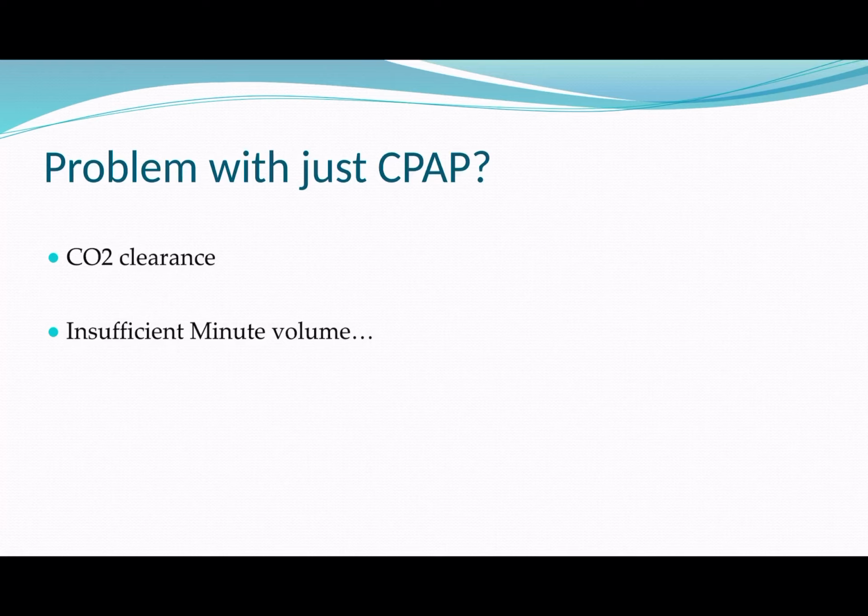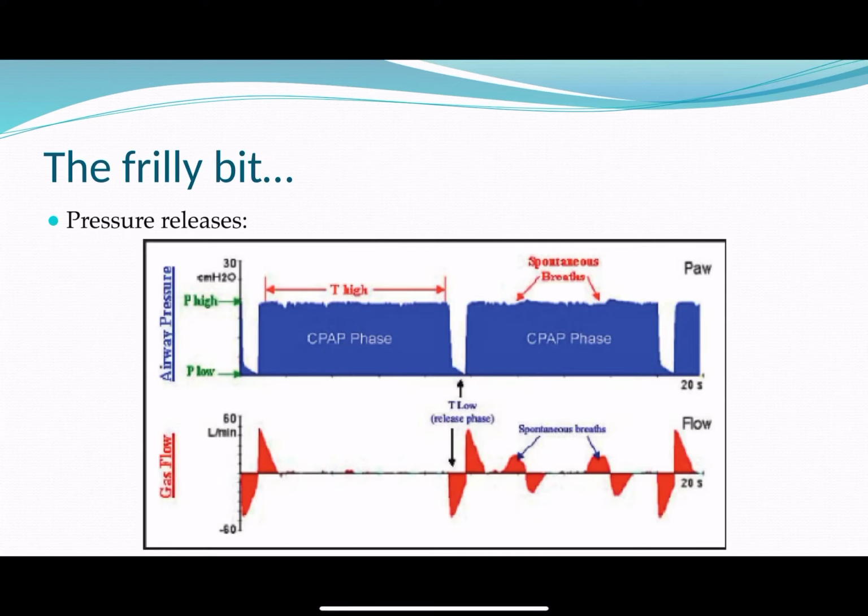In addition to the continuous high pressure to keep the lungs open, we also need to find some way of getting rid of gas every so often so that we can clear or wash out the lungs of the carbon dioxide. So it's not just full of high carbon dioxide, high oxygen gas. And this is what we do in APRV. We do something called pressure releases.